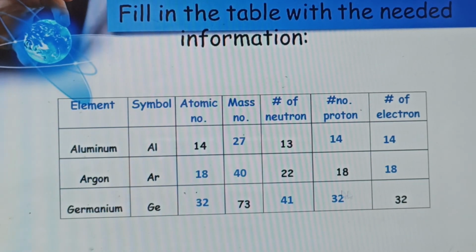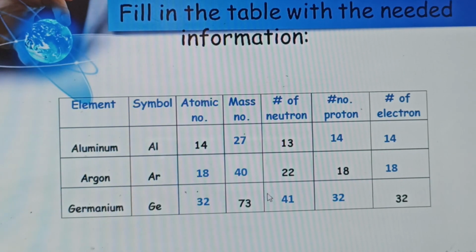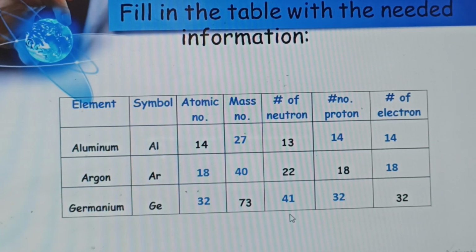Okay, and if mass number is missing, all you need to do is just add the number of neutrons plus the number of protons.